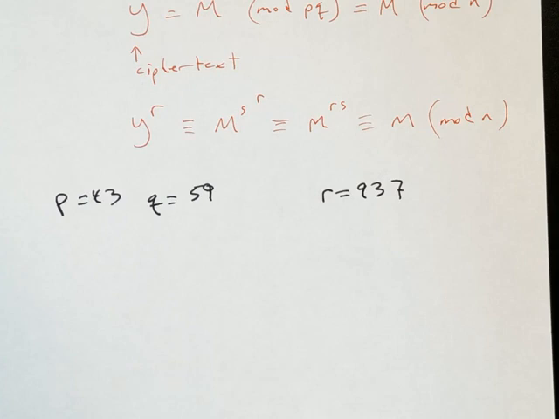Okay. In order for me to have an encryption setup, I need to know that R is relatively prime to P minus 1, Q minus 1, and I need to know what its inverse is.